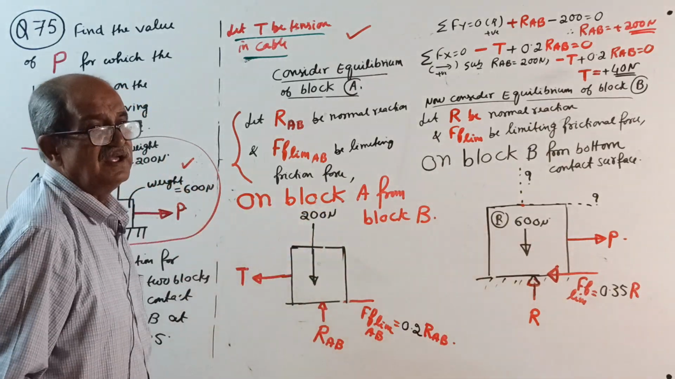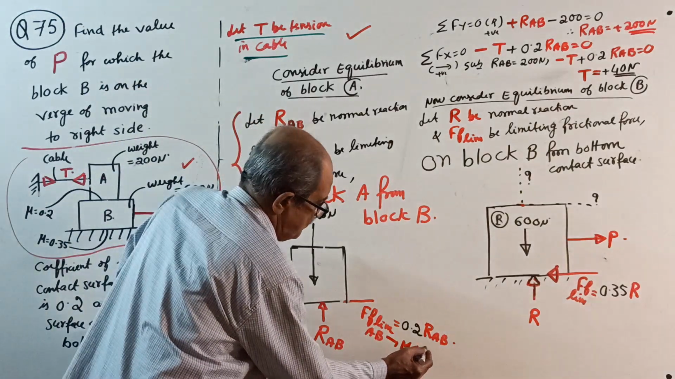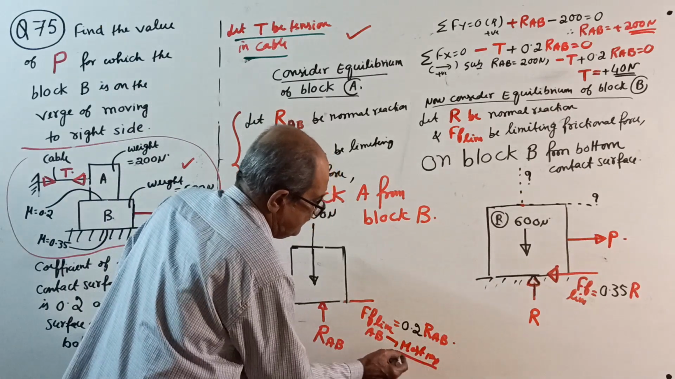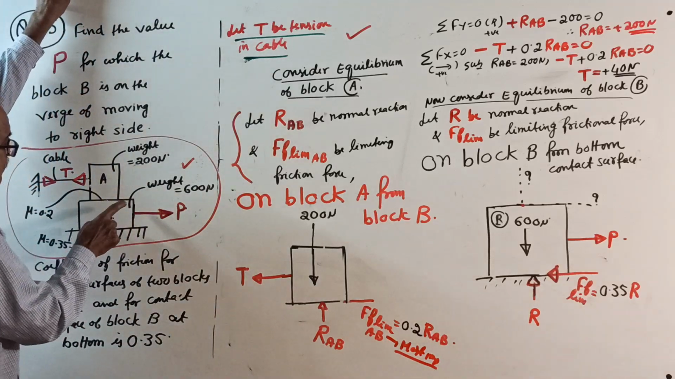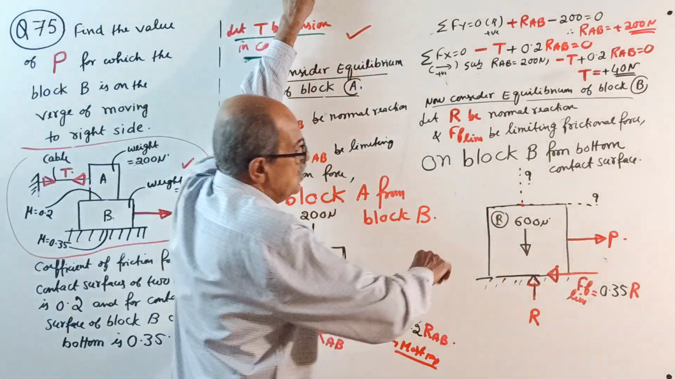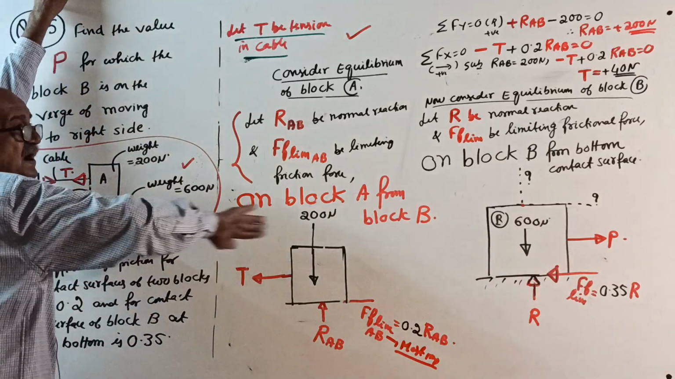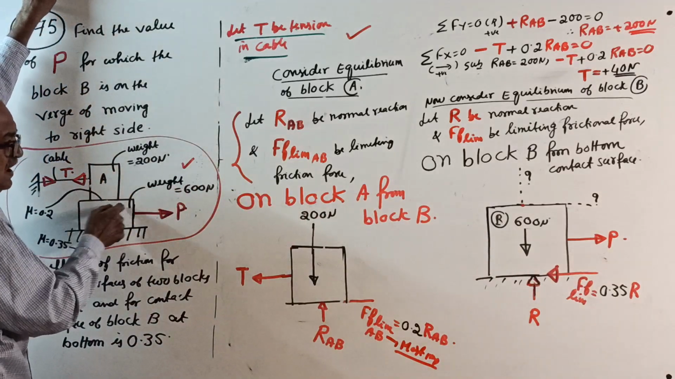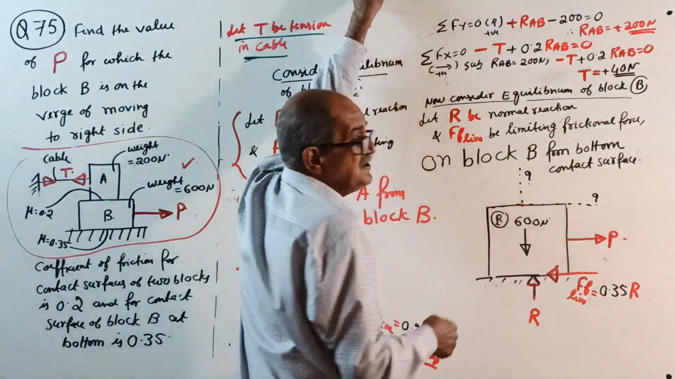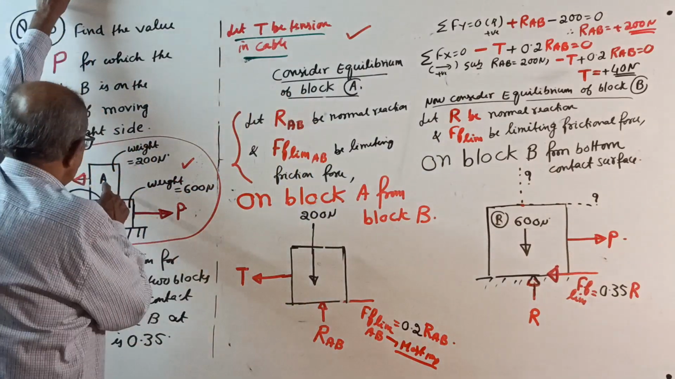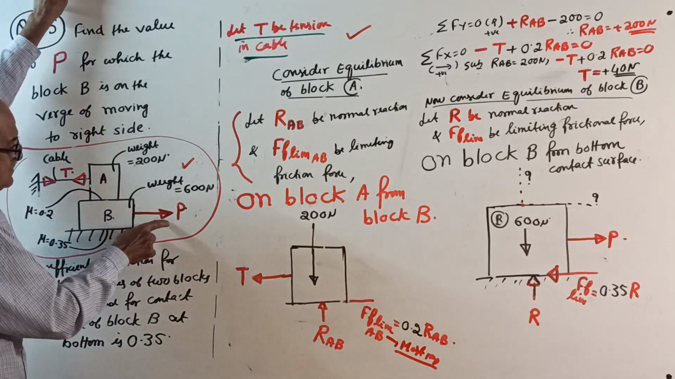Frictional force direction, this is the most important. For the block B, block B is going right side. So when this block B is going right side, friction for block B is left side. If friction for block B is left side, friction for block A is right side. Very important.